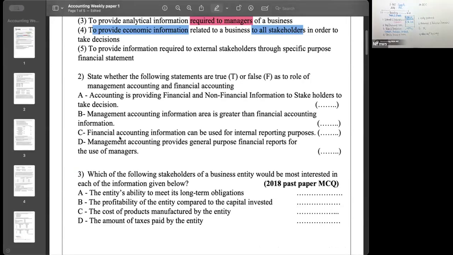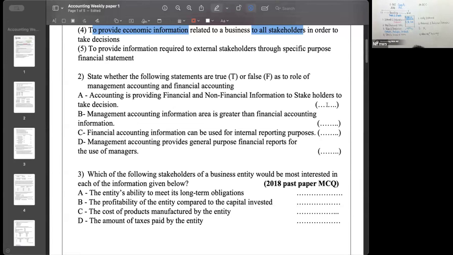State whether the following statements are true or false as to the role of management accounting and financial accounting. Accounting is providing financial and non-financial information to stakeholders to take decisions. Is it correct or wrong? What do you think? True or false? Right. Obviously, we just learned it. It's true.